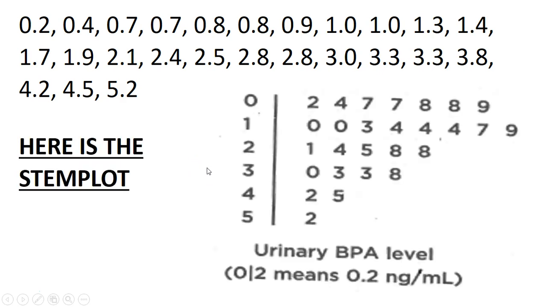So how do you take the data and organize it? Here is the stem and leaf plot. Each row that has a zero out in front, imagine this is kind of like your decimal, and these are all the numbers after it. And they are listed in order. They're all listed in order: 0.2, 0.4, 0.7, 0.7, 0.8, 0.8, 0.9, right?